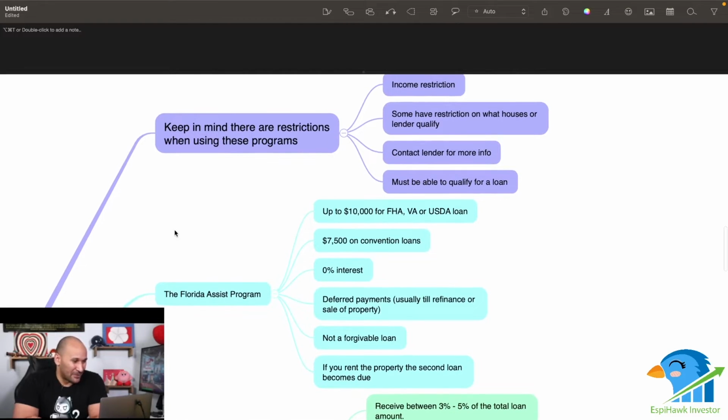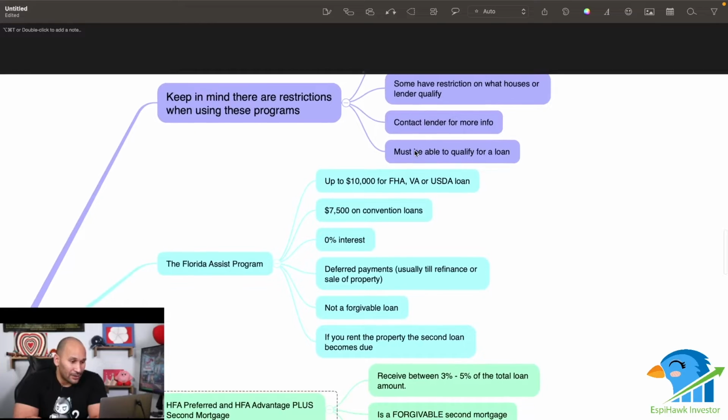I'm excited for him. All right, so keep in mind that there are some restrictions when using these programs. Income restrictions, you have to be able to qualify for a loan. You have to have a certain amount of income. Your credit score needs to be a certain amount. And as always, contact a lender, just as an FYI.